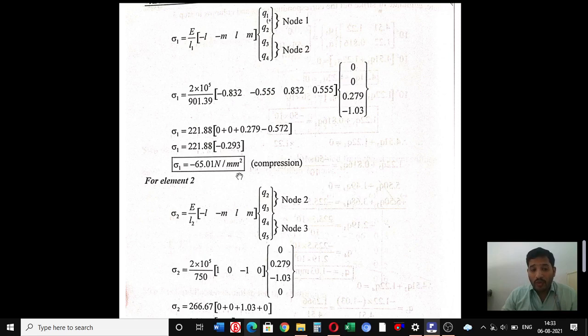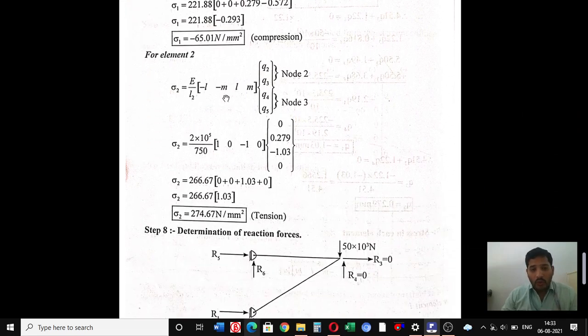So which type of force is acting at element number 1? The compressive force is acting. Why is it a compressive force? Because we are getting the value in negative. For that reason, if you are getting values in negative, we need to consider that a compressive force is acting for the first element.